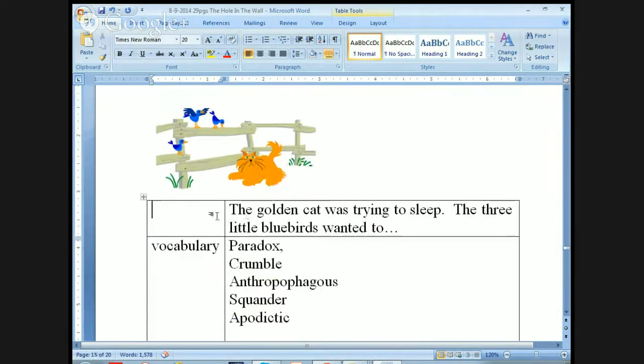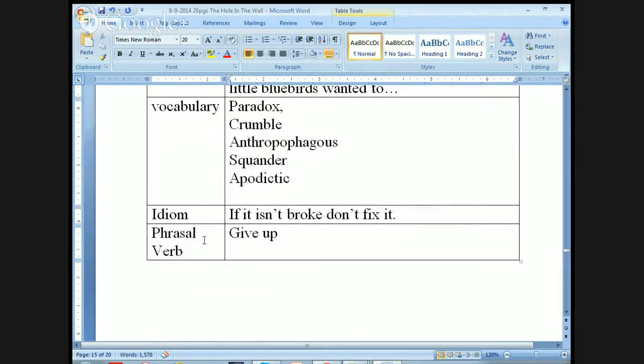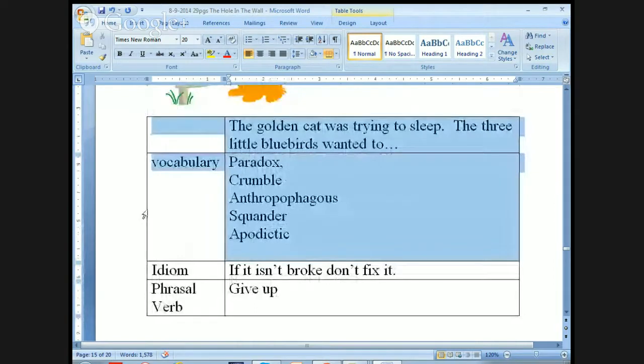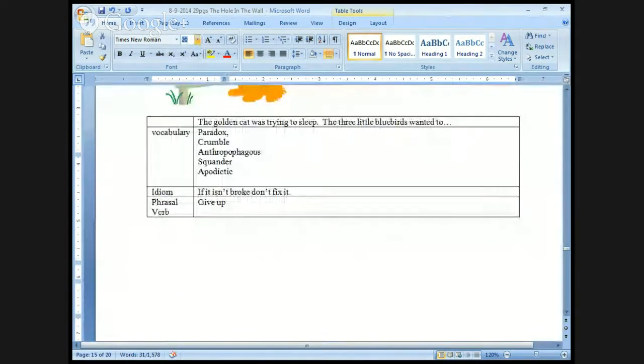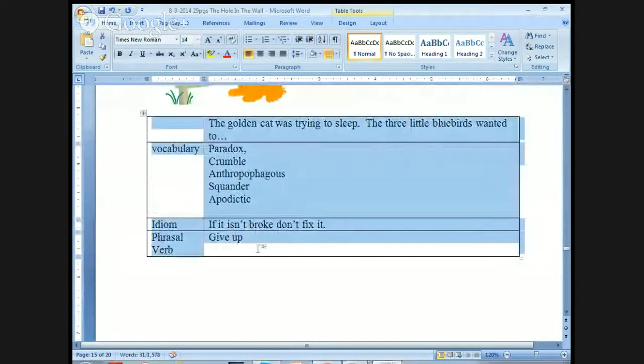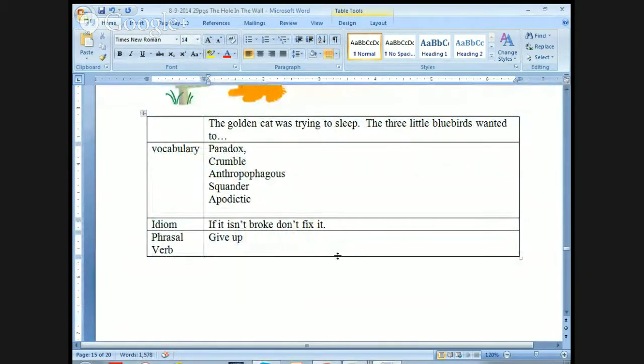So here is your story starter. The golden cat was trying to sleep. The three little birds wanted to something. So you will tell me what they are going to do, and then you're going to use all of this information to create a story in 1 minute. In addition to that 1 minute, which is 60 seconds, Ruben, I'm going to count the number of times you use and, but, whatever. Now, some of your ands will be appropriate.